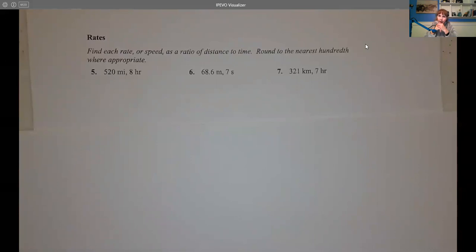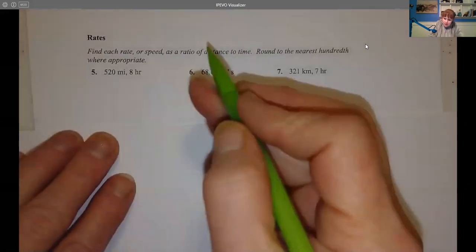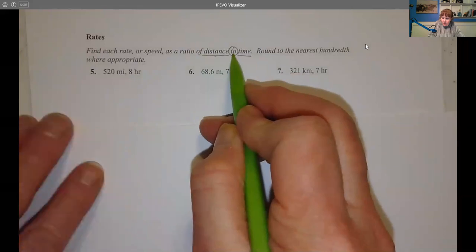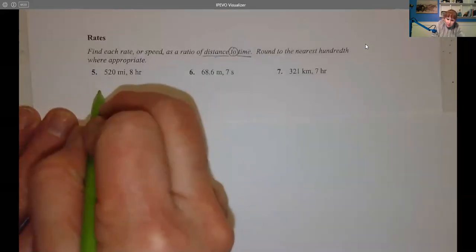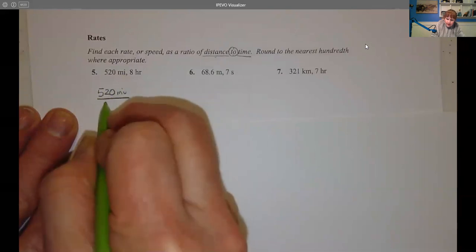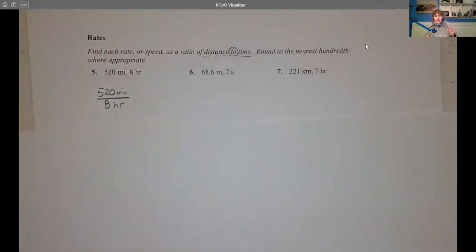So when we find a rate or a speed, the units really tell you what to do here. And it is a ratio. Rate is usually distance over time, which is what we have for speed. So they want distance to the time. So we're going to put distance over the time in order to find the rate. So we're going to have 520 miles over 8 hours. Another way to think about this is when you find the speed or how fast you're going, you always say like miles per hour.